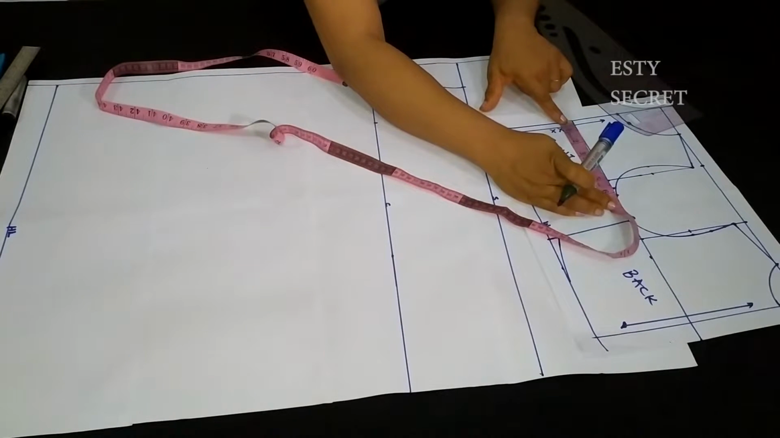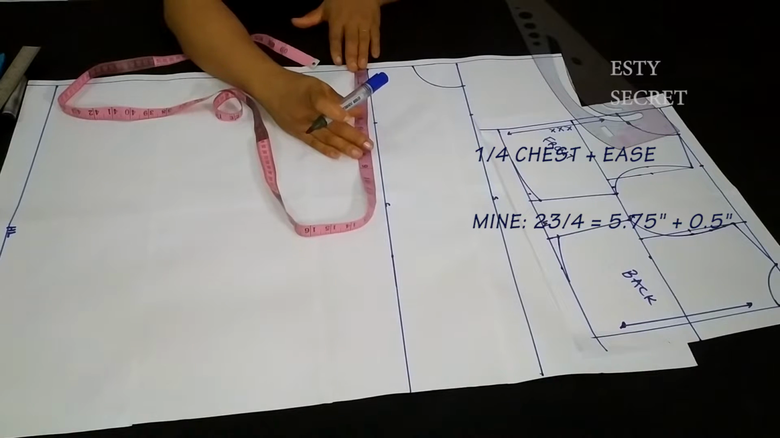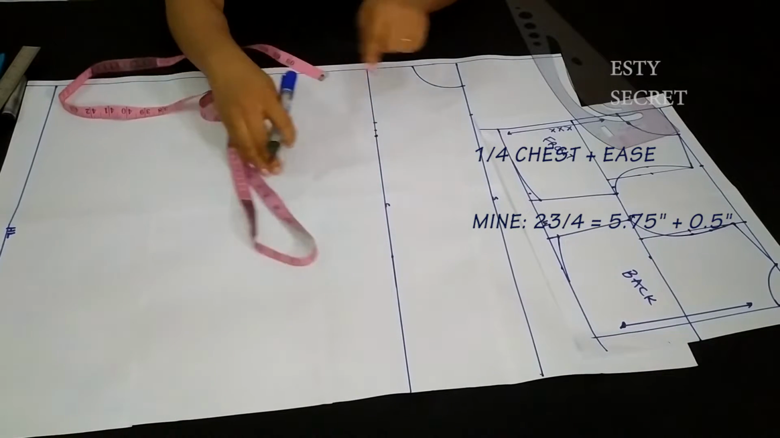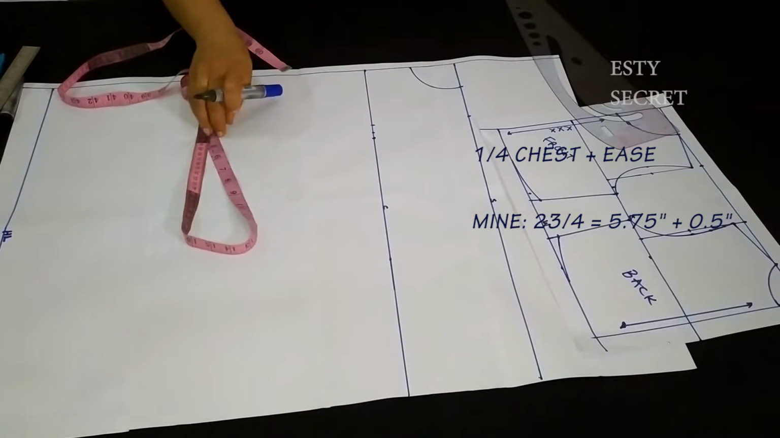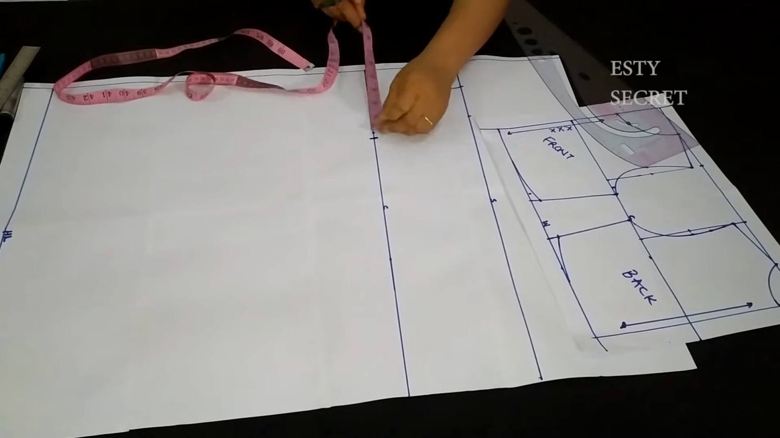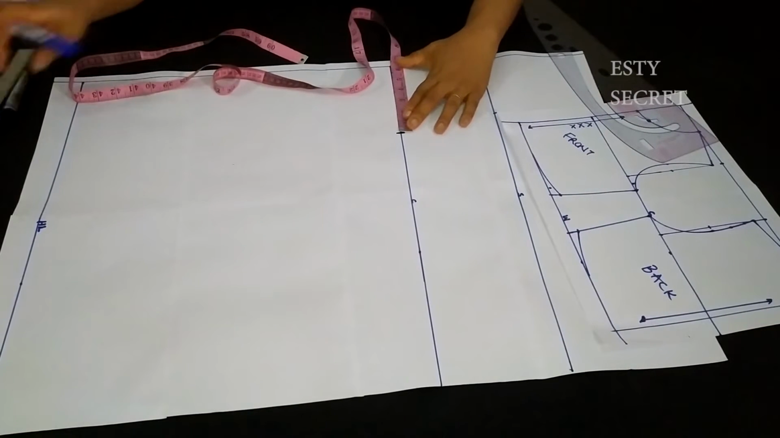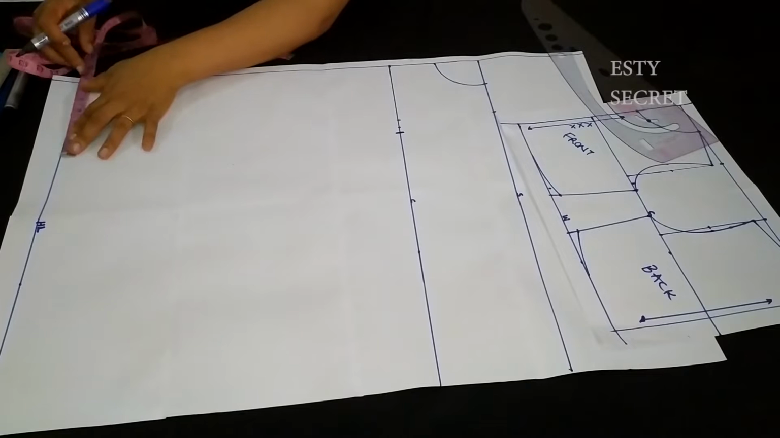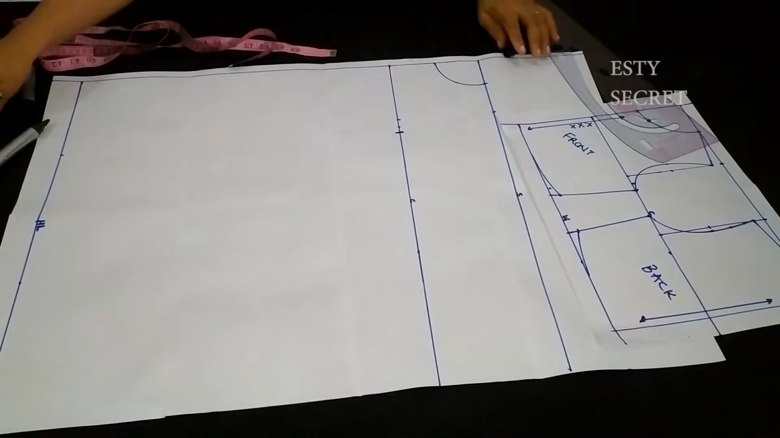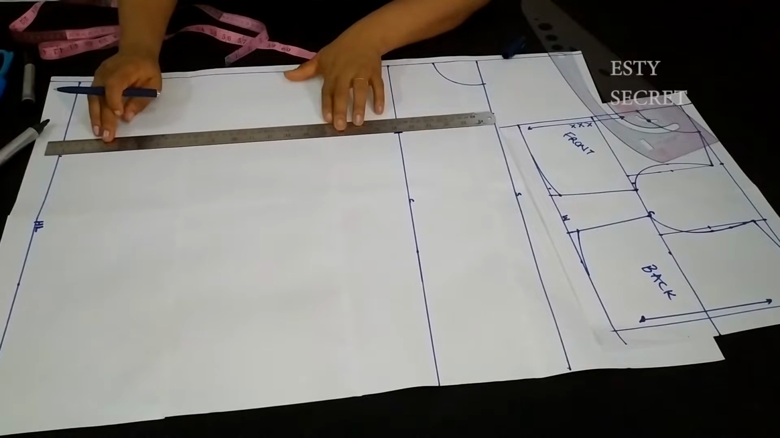I'm going to put quarter of the round chest measurement with ease. So the same as you had for the front, you just mark it the quarter of the round chest measurement with ease, and you have to extend that down. So now you can just draw a straight line. It looks like a rectangle.